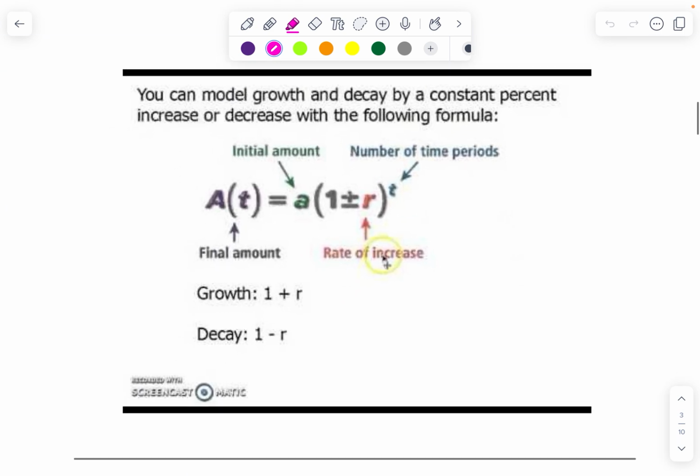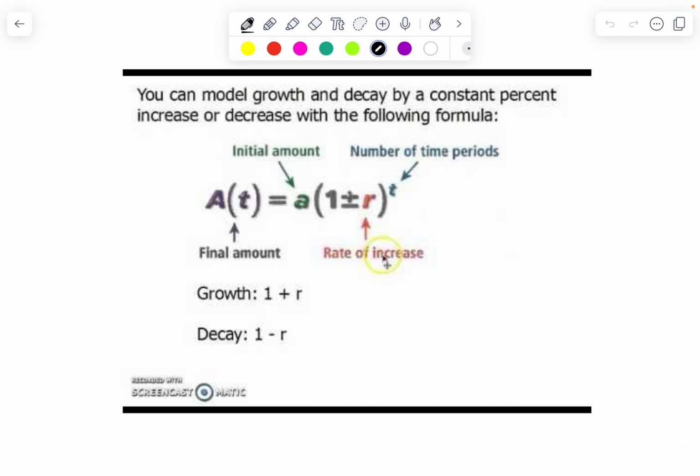Here is a formula we'll be using. A of t equals little a times 1 plus or minus r to the power of t. If it is increasing, we're going to be adding r. If it is decreasing, we're going to be subtracting r.